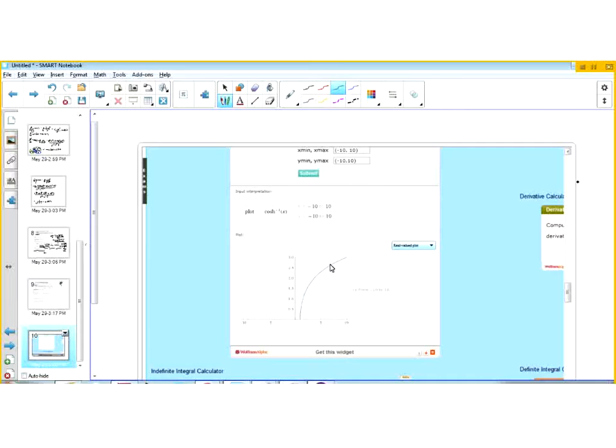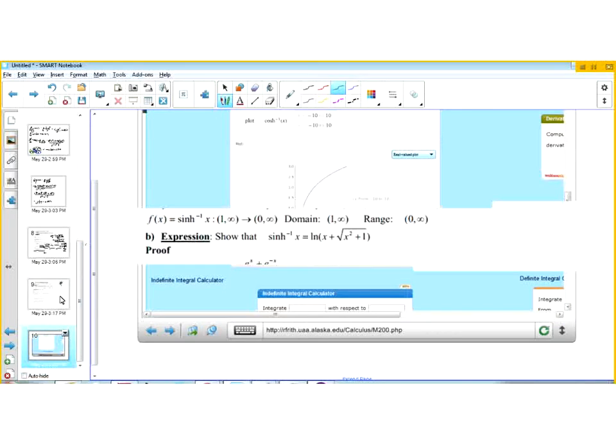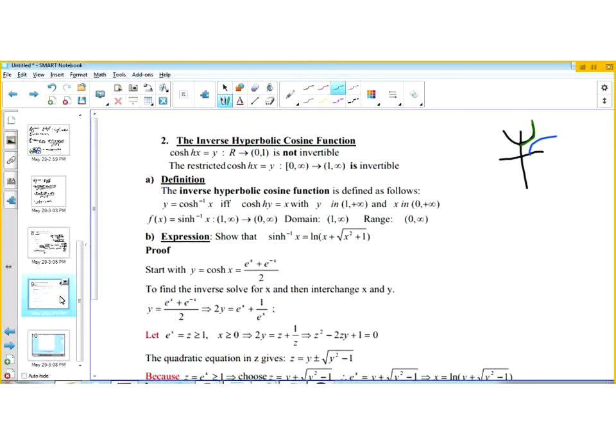So here's the graph. Rather peculiar graph. It starts at the point 1, 0, and then it sort of goes off toward infinity in this logarithmic fashion. So here is the graph of the inverse hyperbolic cosine function. And you have access to this resource. Okay, so we've seen its graph.